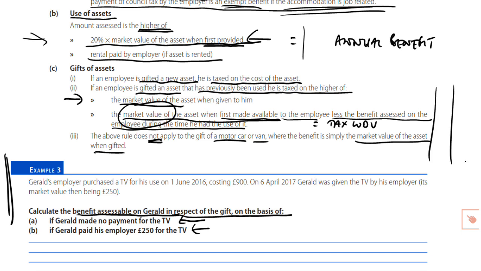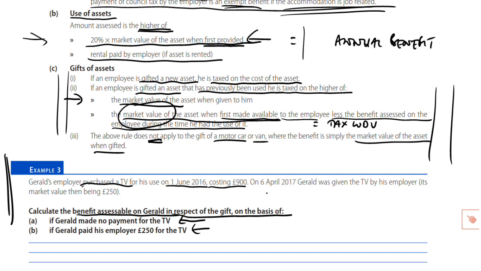But if we are talking about selling it off at maybe an undervalue or whatever, then of course anything paid by the employee will be an allowable deduction against that assessable benefit. So we've got to therefore look at two situations and deal with these two calculations. What is the market value when it is gifted, and what then is its tax written down value?